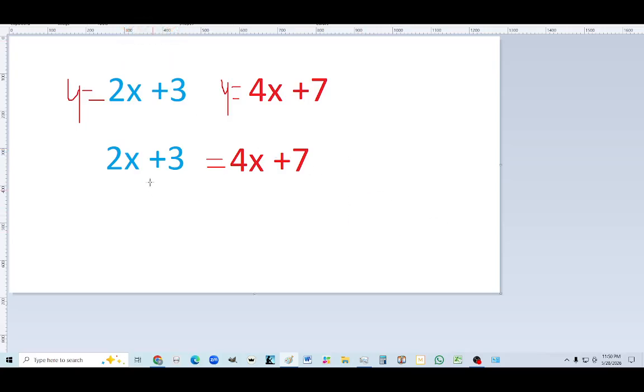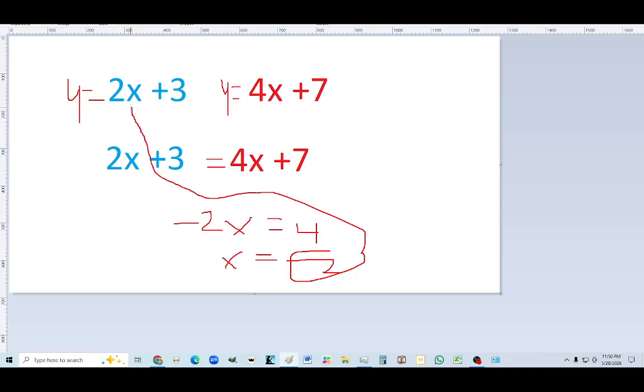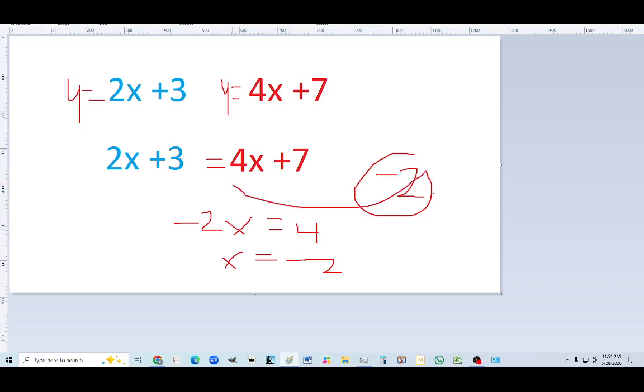So you get minus 2x, and we get the same answer. Minus 2x is equal to 4. X is equal to minus 2. We discover it meets at x minus 2, and you just plug that back into either formula. So minus 2 here is minus 4 plus 3, minus 1. You find that x value the same way we did before, and you plug it into the formula.